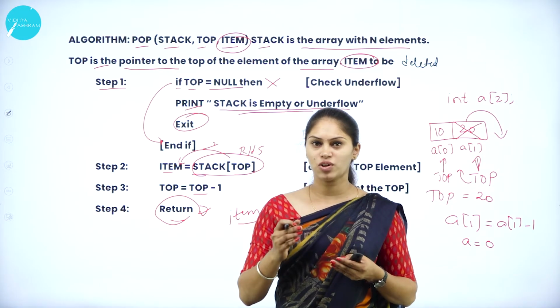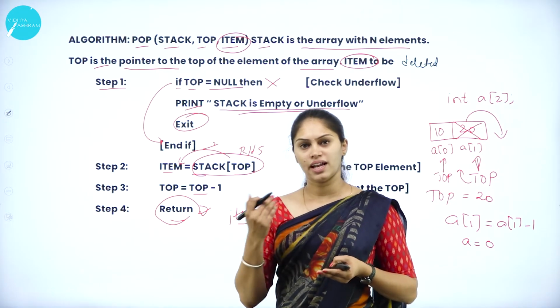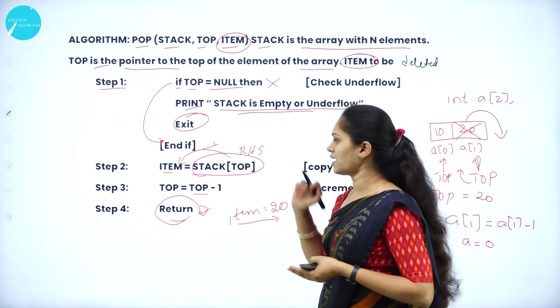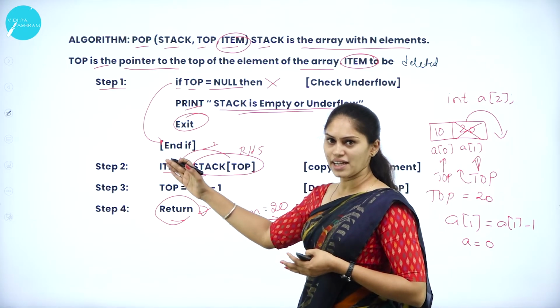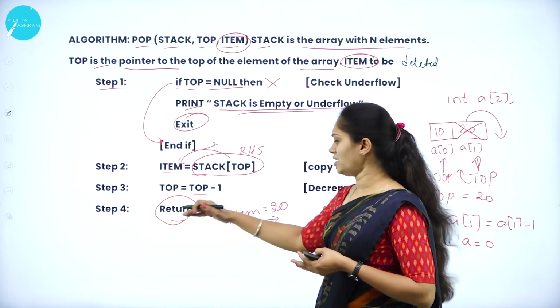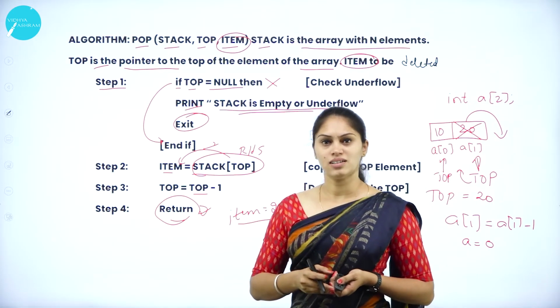I'm just going to return from the operation. Okay. So I'm just going to check. If it is true, then I will come out of that particular stack. If not, I am going to copy the content of the stack top to the item and I am going to decrement the top by 1. Then I will come out of that operation.